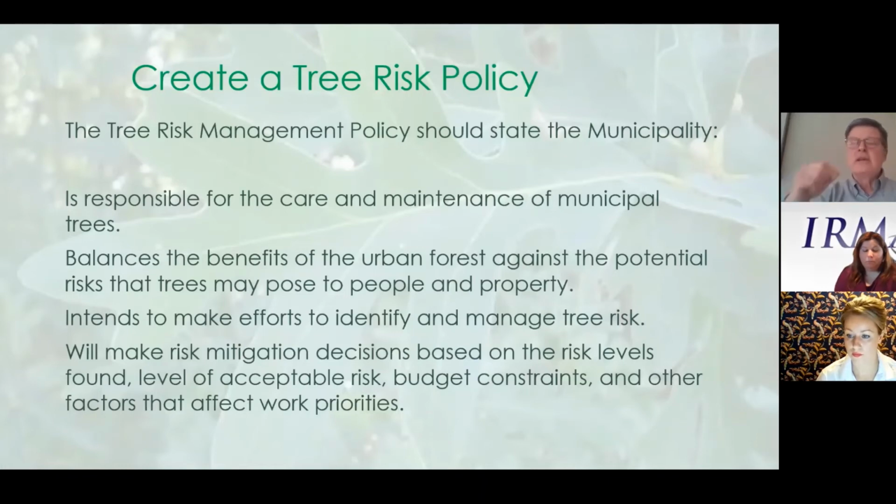Now, I just want to say too that we worked with IRMA. We talked to IRMA regarding what we feel the important points and elements of a tree risk policy should be. And IRMA came up with a boilerplate for you to utilize, which they're providing to you members. And really, really good boilerplate, includes all this. You don't have to write all this down. This is going to be in that boilerplate. And I would highly recommend that you consider doing that, because it's going to give you a basis for managing risk in your urban forest. So let's talk a little bit more about tree risk policy.